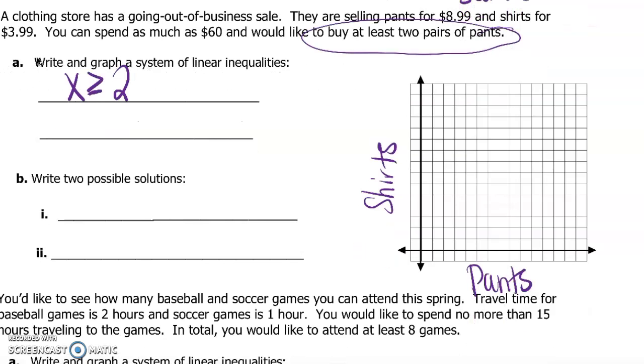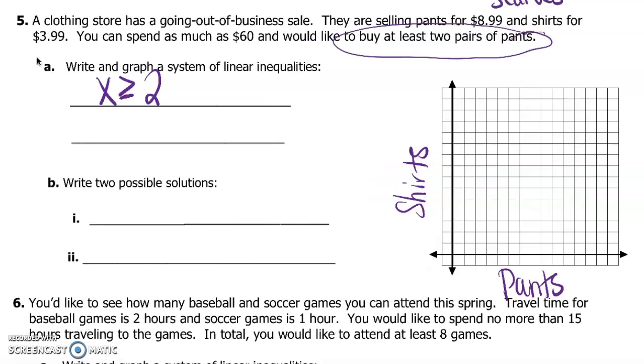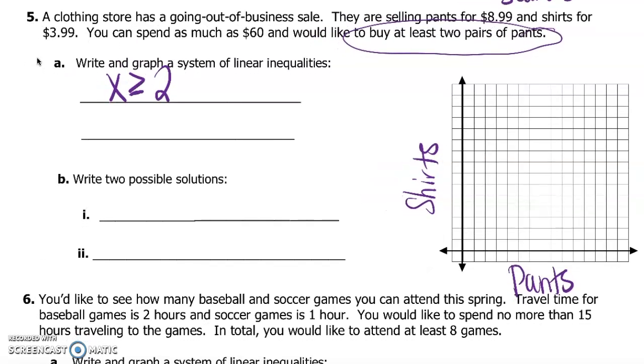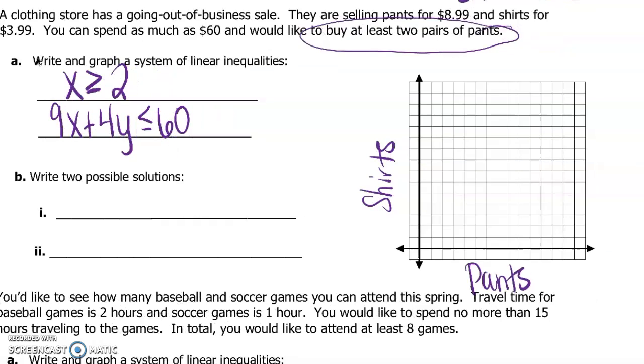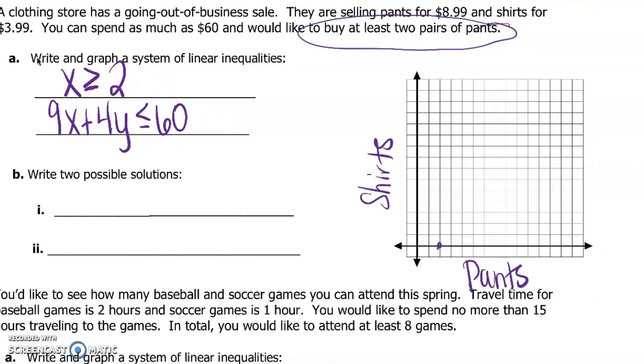For the other equation, using the 899 and 399, since it's kind of silly to do that, you can round those to 9 and 4. So we would have 9x plus 4y needs to be less than or equal to 60. So when I graph x is greater than or equal to 2, that means I start by going right 2 and then draw straight up and down. X equals is a vertical line. Greater than would be to the right.